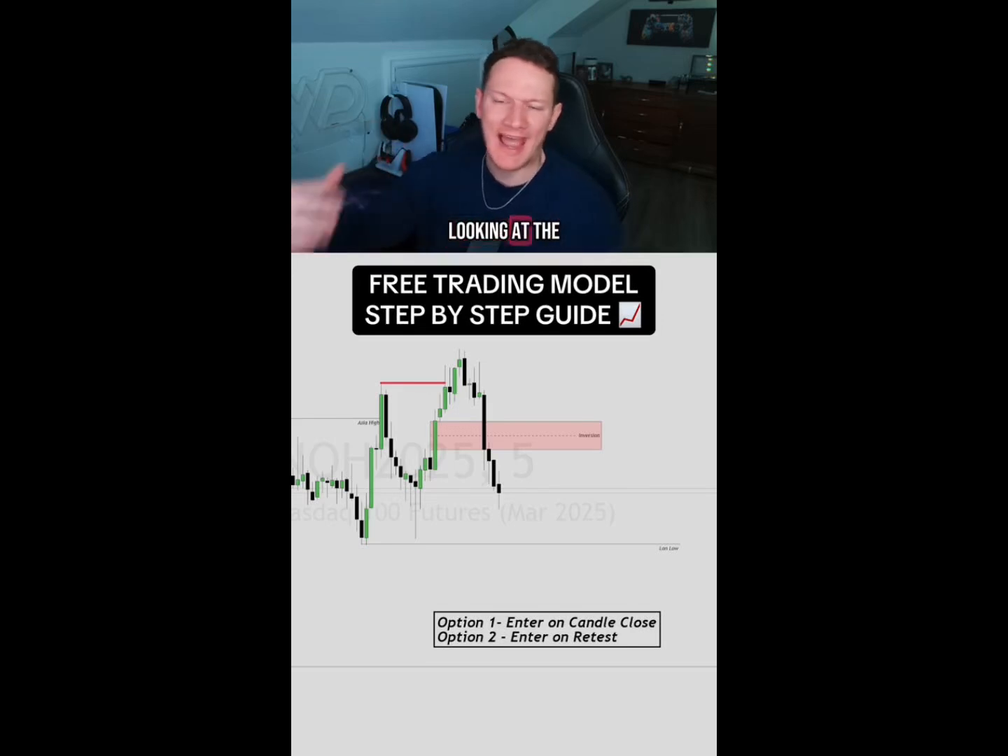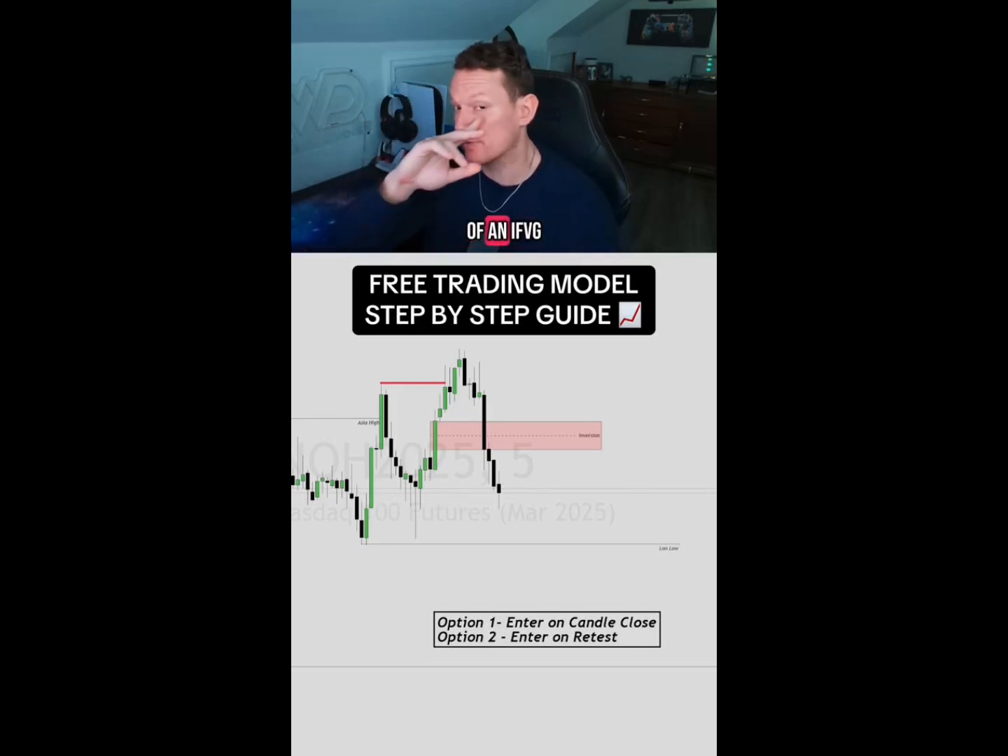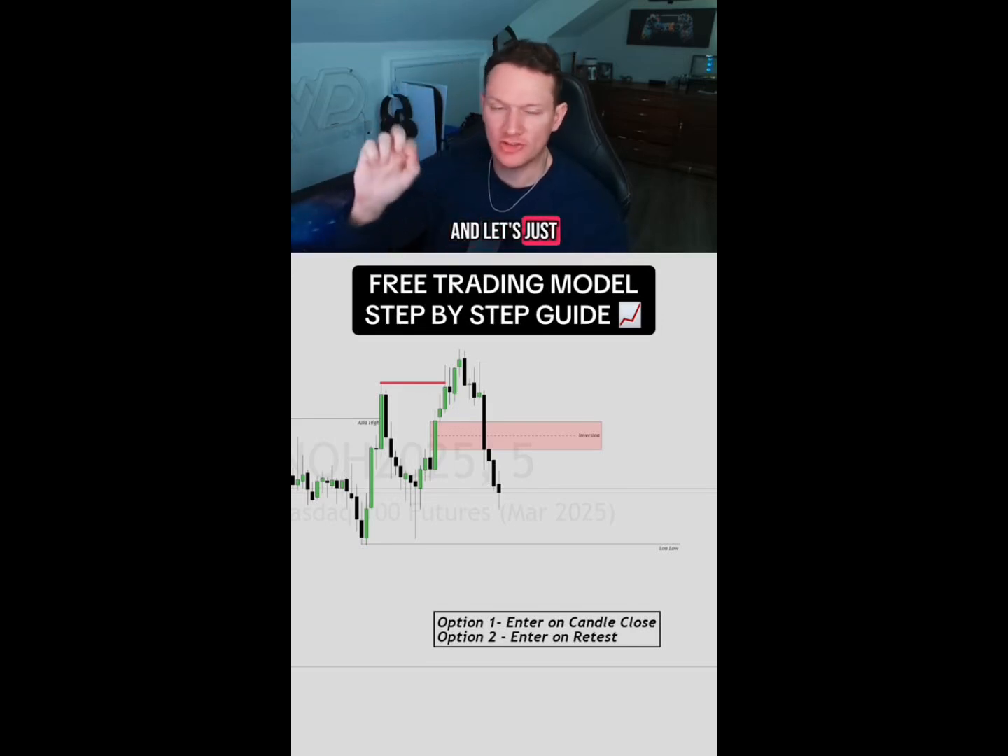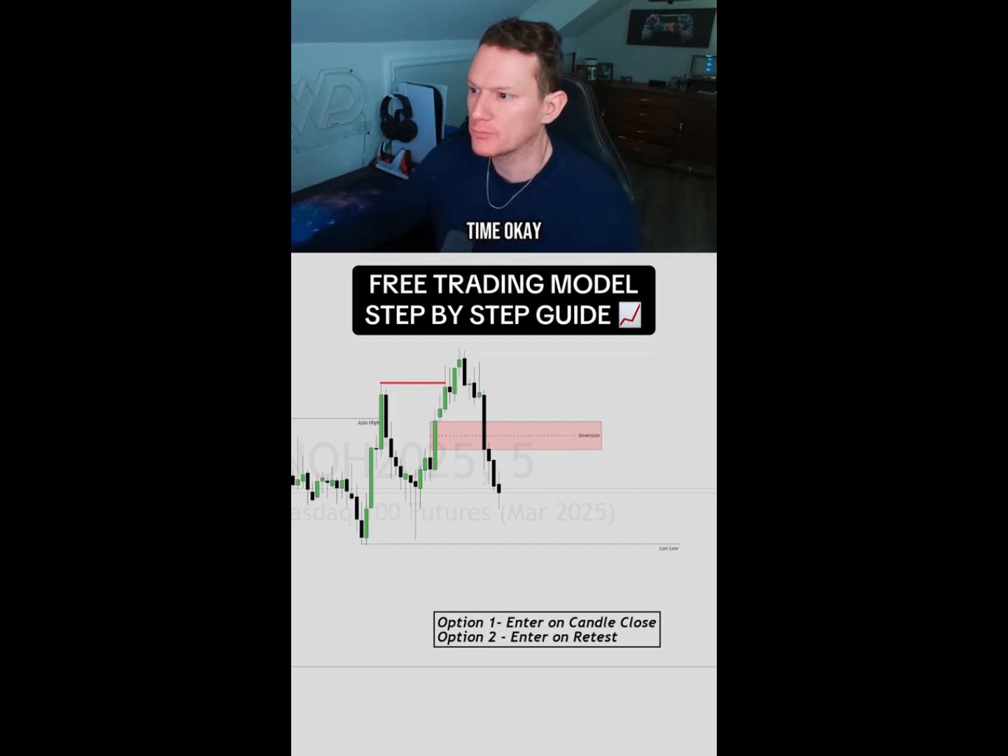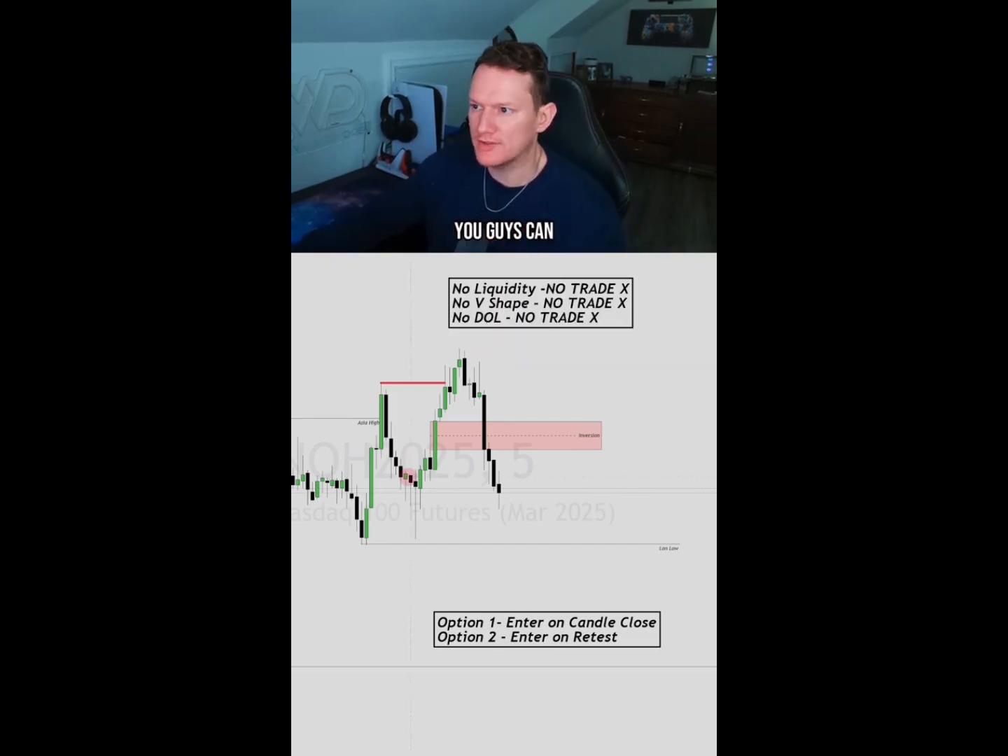We are going to be looking at the 3 key principles of an inverted fair value gap model. Let's just get right into it and not waste any time. Okay, so number 1, you can see I have listed up here: no liquidity, no trade.